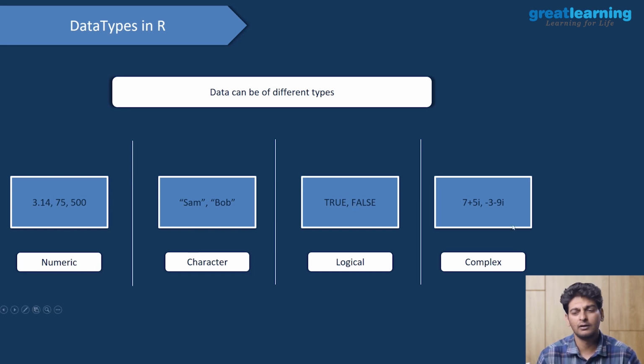And then finally we've got the complex data type, and in the complex data type you have two parts. First is the real part, and then you have the imaginary part. So over here we've got numbers such as 7 + 5i and -3 - 9i. In 7 + 5i, 7 represents the real part and 5i represents the imaginary part. So these are the different data types which can be present in R. Now again, let's go back to RStudio and work with some data types.